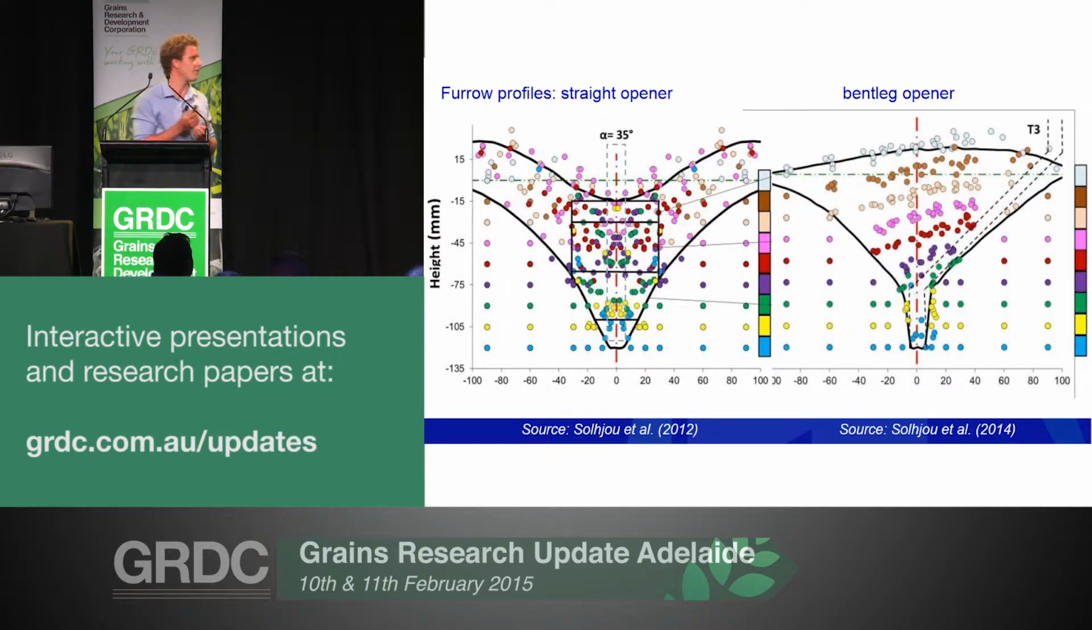Here are some furrow profiles from his work. As you can see, the Bentleg has a lot less soil layer mixing, with all the colours being in the same row. It also just tends to lift the entire soil profile, rather than pick it up and throw it sideways, emptying the furrow, as seen here.